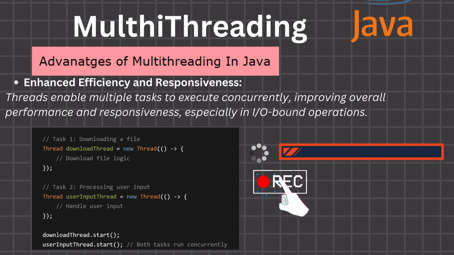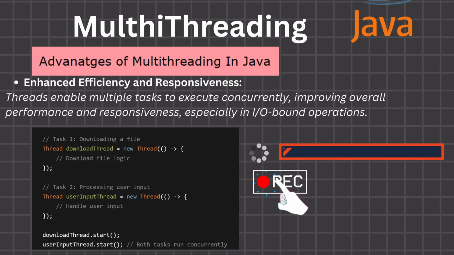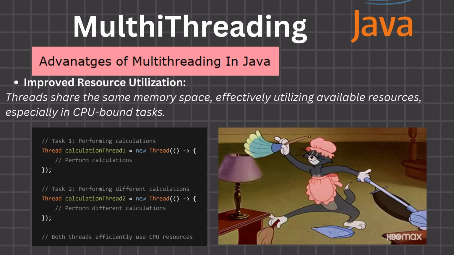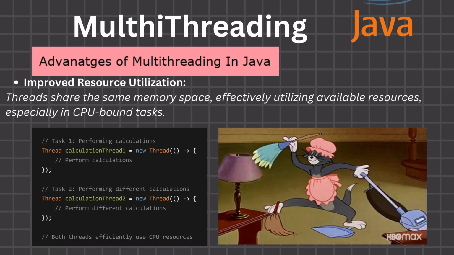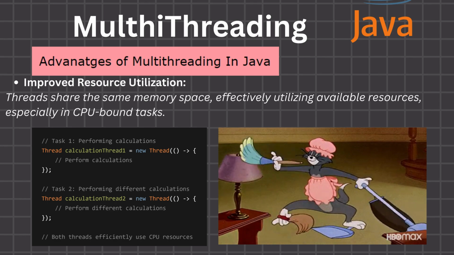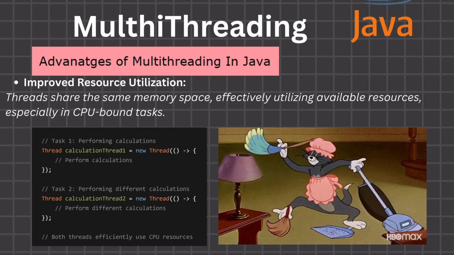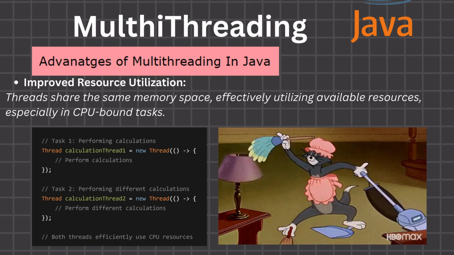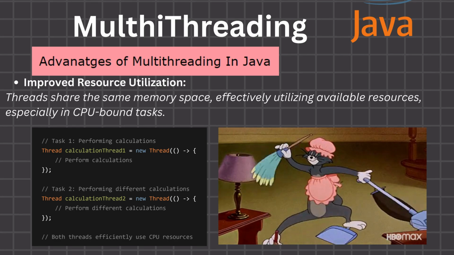This can greatly improve the responsiveness of the program, as the user input can be handled immediately while the file download continues in the background. Another great advantage of multithreading is improved resource utilization. Unlike processes, which each have their own memory space, threads share the same memory space, allowing for more efficient use of available resources, especially in tasks that are CPU-bound.